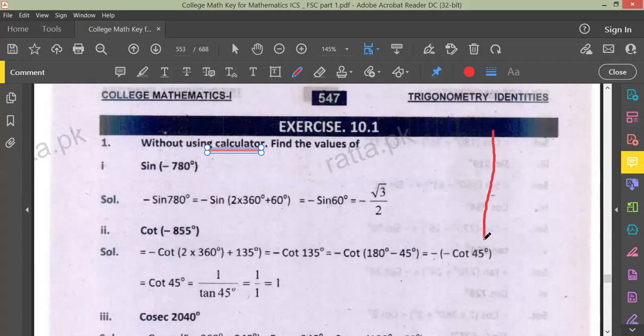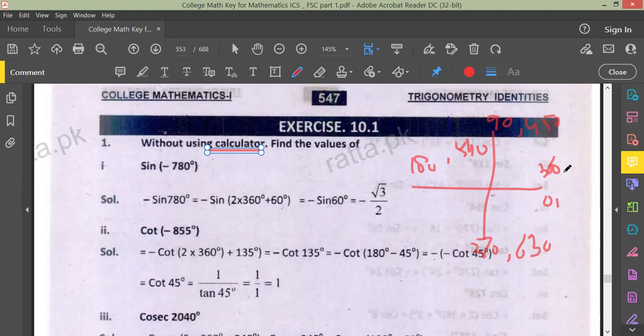minus 780. So simply write these quadrantal angles: 0, 90, 180, 270, 360, 450, 540, 630, 720, 810. So this is 780. Where will the 780 be?